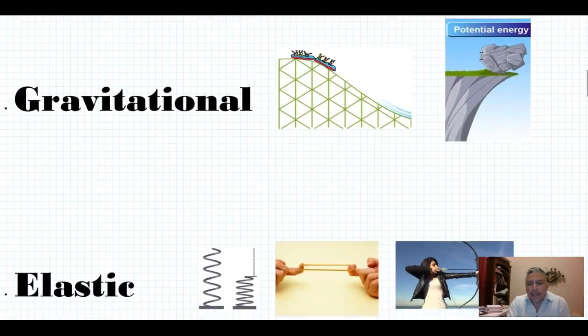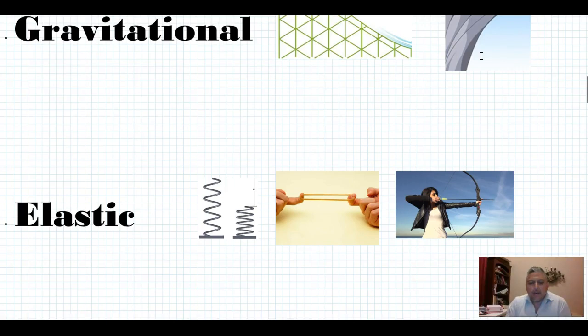We also have elastic potential energy, and that one has to do with this coil that you can see right here. We can see a rubber band over here, and also a bow and arrow, well, a bow that is being stretched. All of them have elastic potential energy.